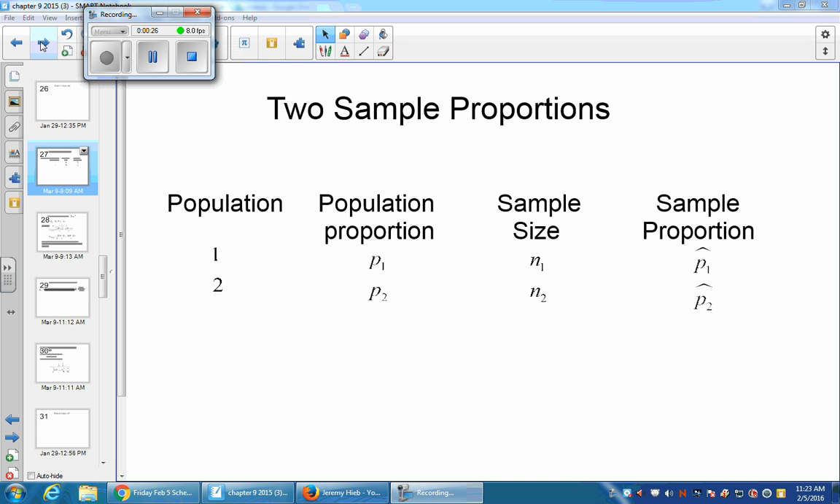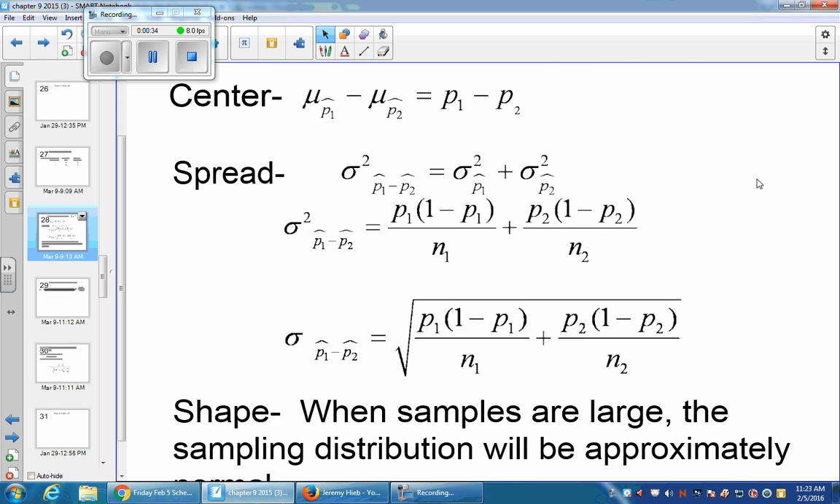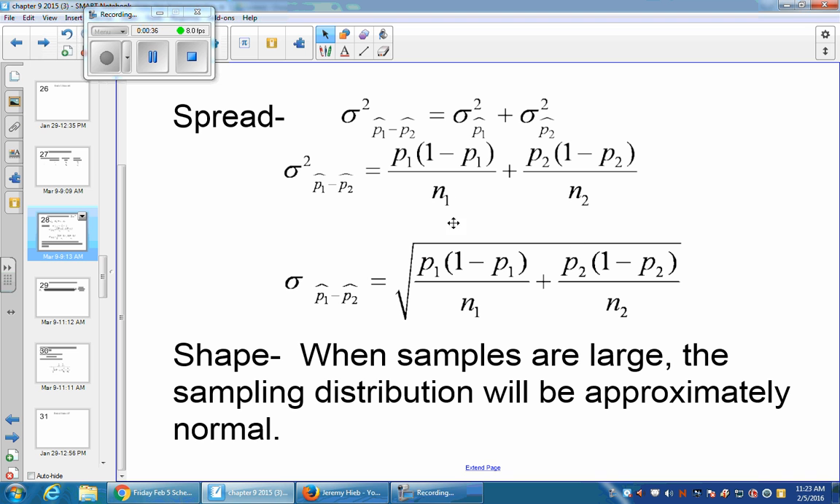So if we want to find the sampling distribution if we take the difference of the two proportions, the center is just going to be the two subtracted with each other. The spread, we can do some mathematics from, this is just kind of leading to where we need to get to on how we get our new equation. And then we take this new equation and we do another step, and I'll do that in the next page. But once the samples are large, then the sampling distribution is approximately normal.